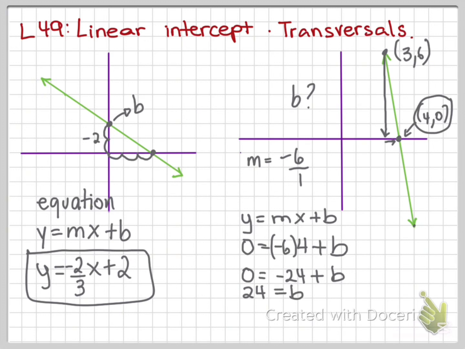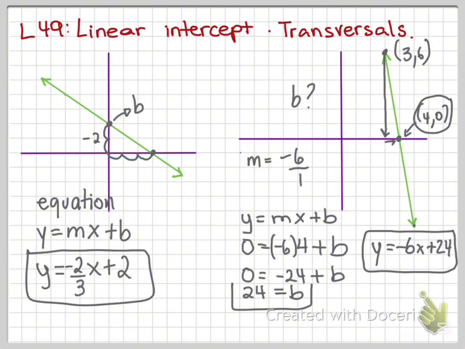And notice that that's what we said. We said it was going to be up there. We just don't know exactly where, but now we do. It's on 24. So the answer, remember, is the equation of the line. So it's -6x plus 24. And that's it. That's our answer.